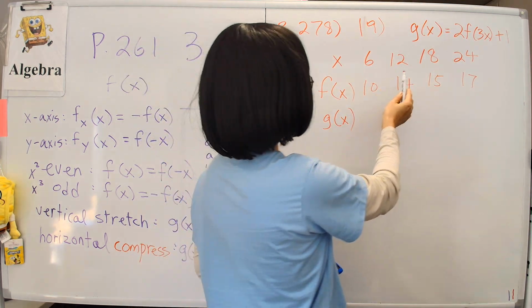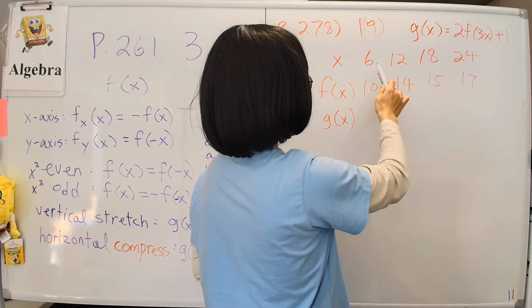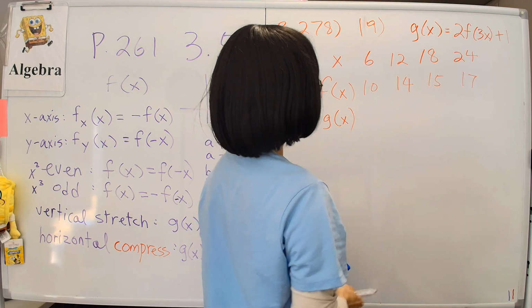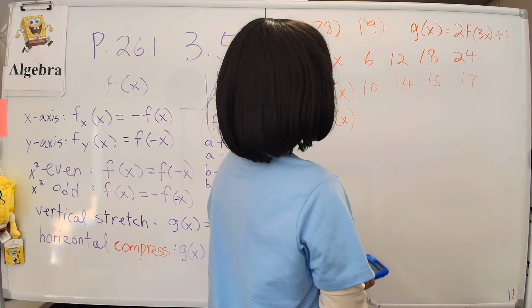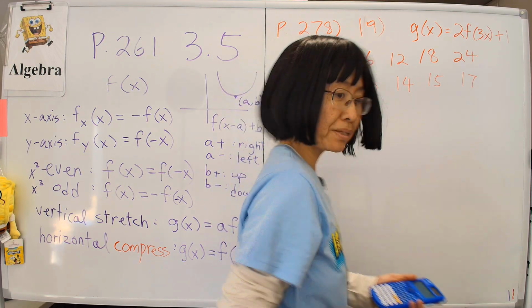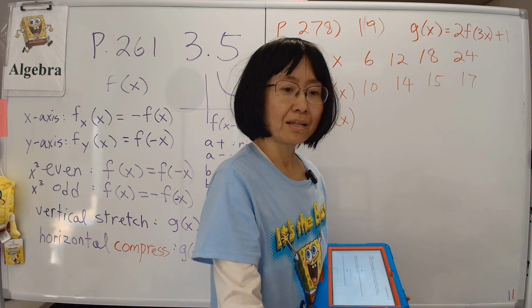So what are we doing? If x is 6, f of x is 10. So f of 3x is, let me think about this. Right.